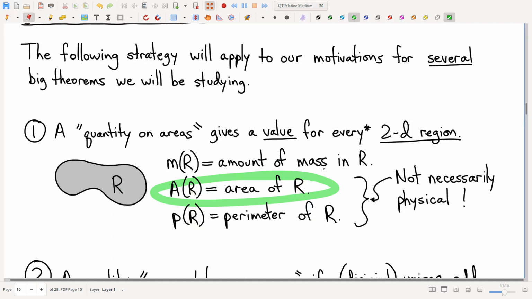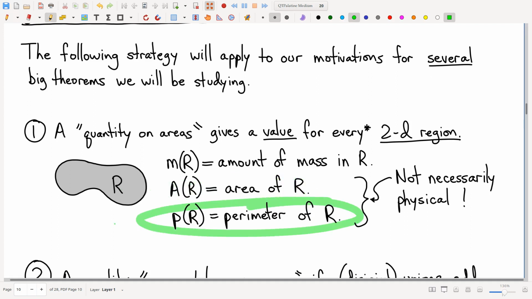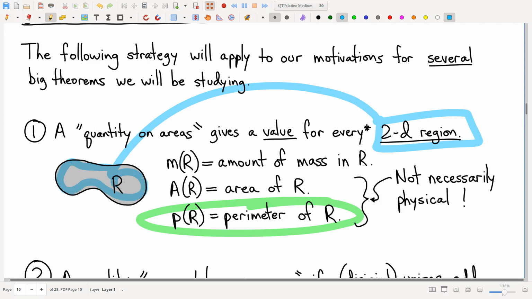Just an observation. Here's another one. Perimeter. If you give me a region, what happened there? You give me a region, on that region we can talk about what is the perimeter of that region. Does that make sense? Okay.